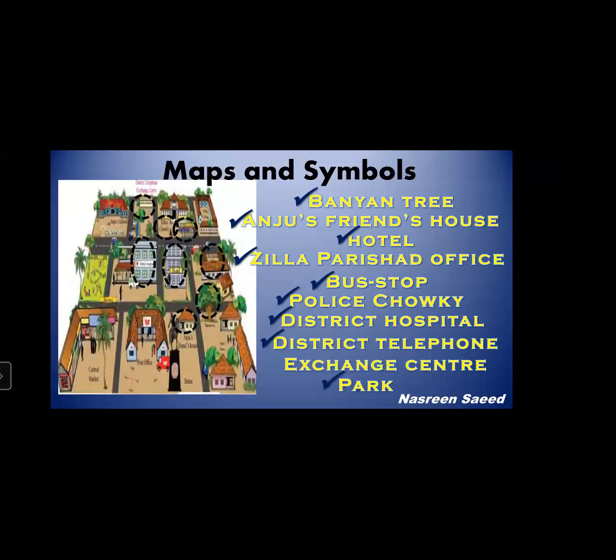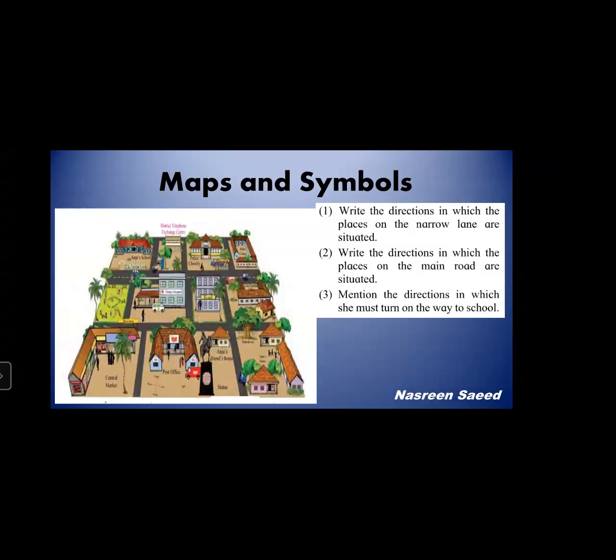Now we have found the route that Anju is going to take to her school. She passes along a narrow lane and a main road on her way to school. There are several things on both sides of the lane as well as on the road. Now what is there? Let us see. Again, one activity is given. Three questions are given. Write the directions in which the places on the narrow lane are situated. This is the narrow lane, the gully.